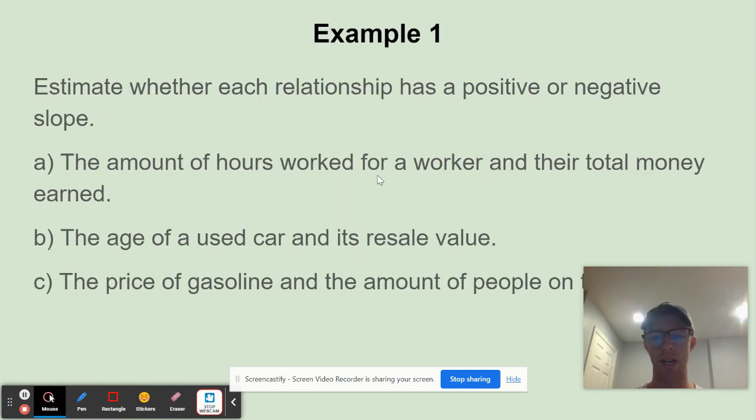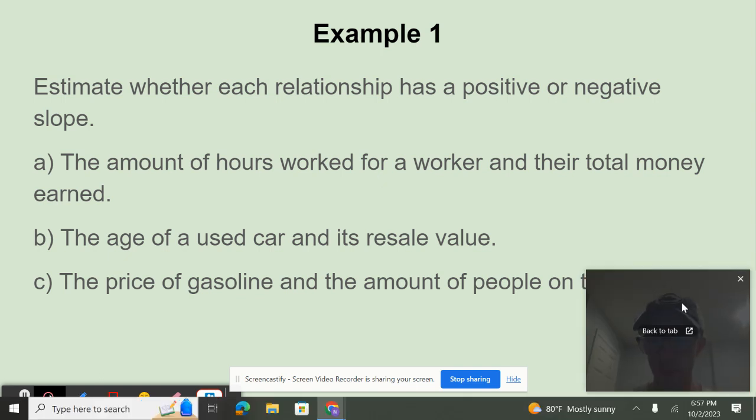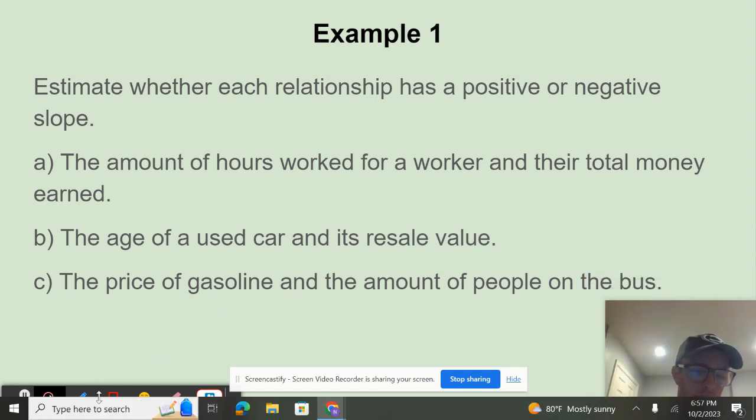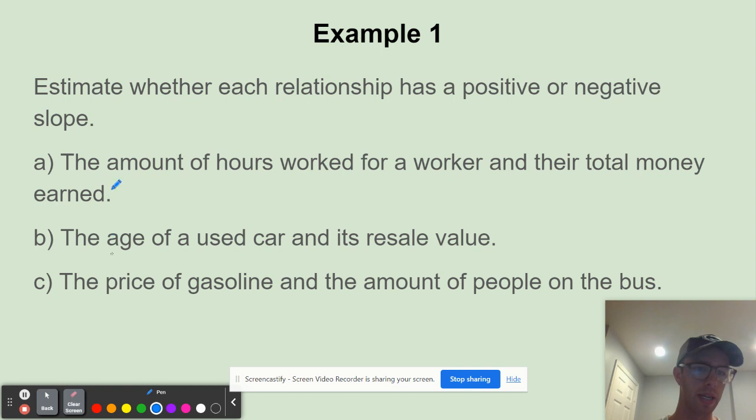All right, let's dive right in here to example 1. We have a couple real life examples. We just want to look at them and label them as positive or negative based on our best thought. A: the amount of hours worked for a worker and their total money earned. So as you work more, you earn more money. They go up together. That's going to be a positive slope.